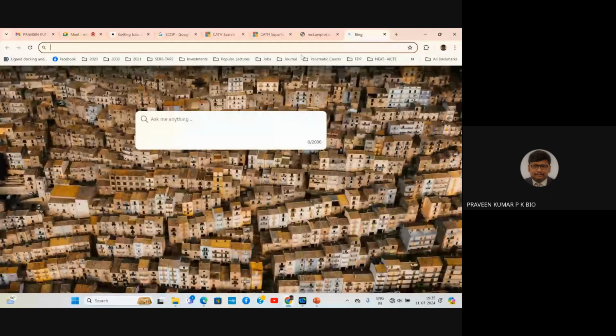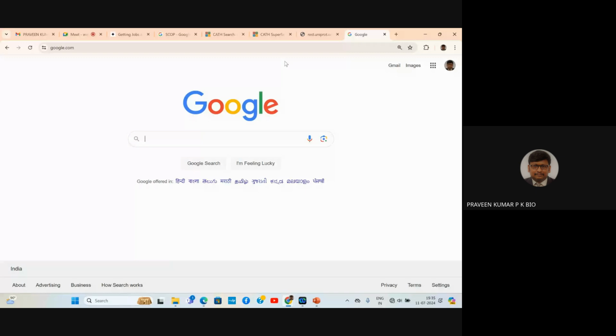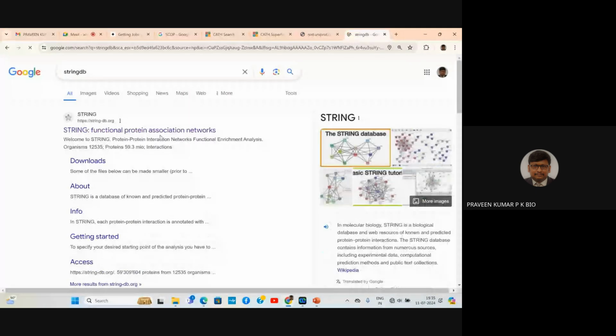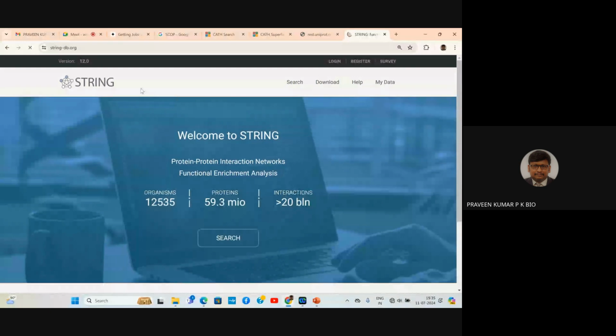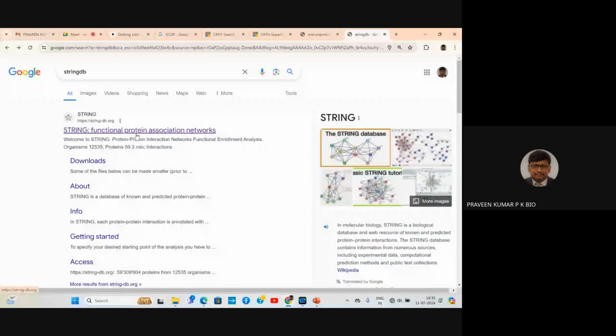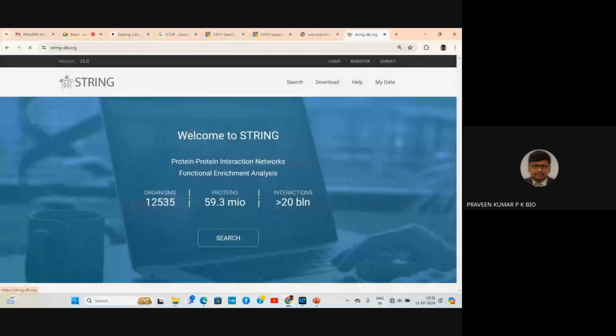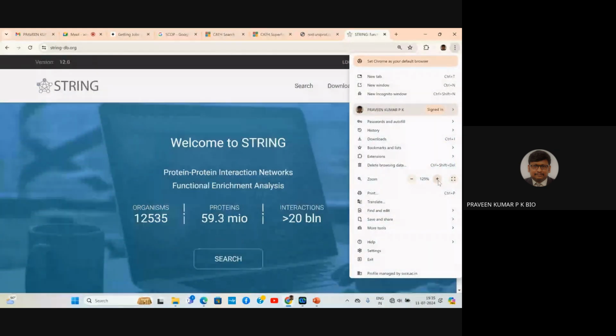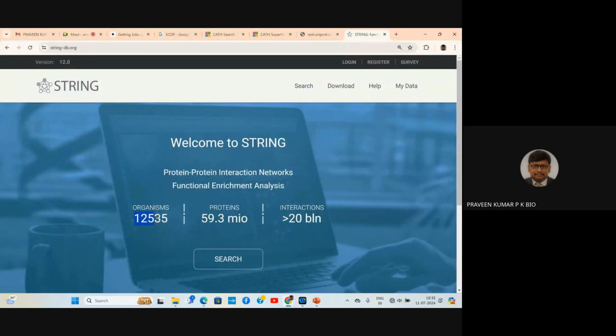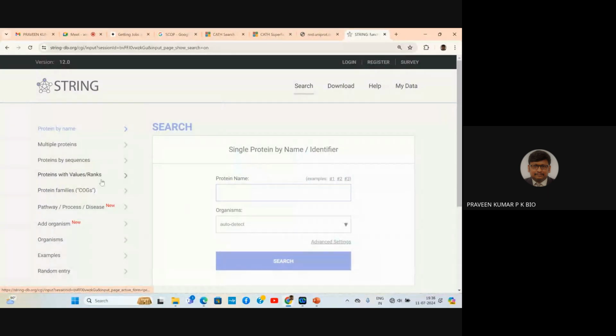protein interaction database. For protein interaction database, the first thing I'm going to illustrate is STRING DB. STRING is generally functional protein association networks. Okay, proteins interacting with other proteins in a network can be visualized in STRING. In this STRING, if you see the data, nearly 12,535 organisms' data are available. And this many millions of proteins and interactions you can find, around 20 billion interactions. So greater than 20 billion interactions you can find.